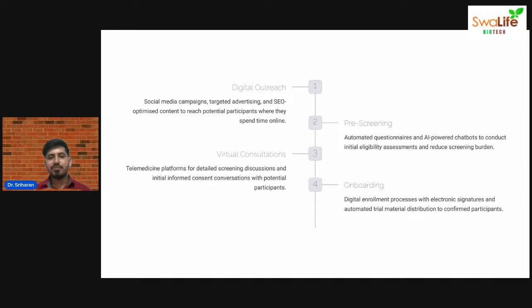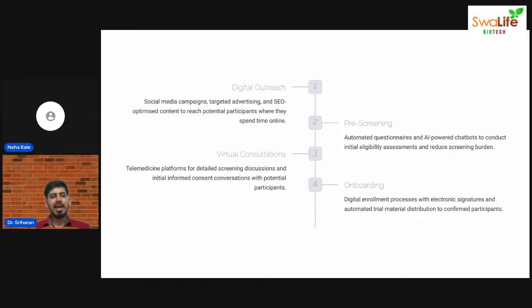Then the next step is pre-screening. Pre-screening is nothing but checking the pre-eligibility of the patient using an AI chatbot. Nowadays there are a lot of AI chatbots available for pre-screening. Based on the AI's questions, the patient has to answer the following, and after the answers, the AI generates the result for the participant. After this pre-screening, we get the pre-selected list for our trial.